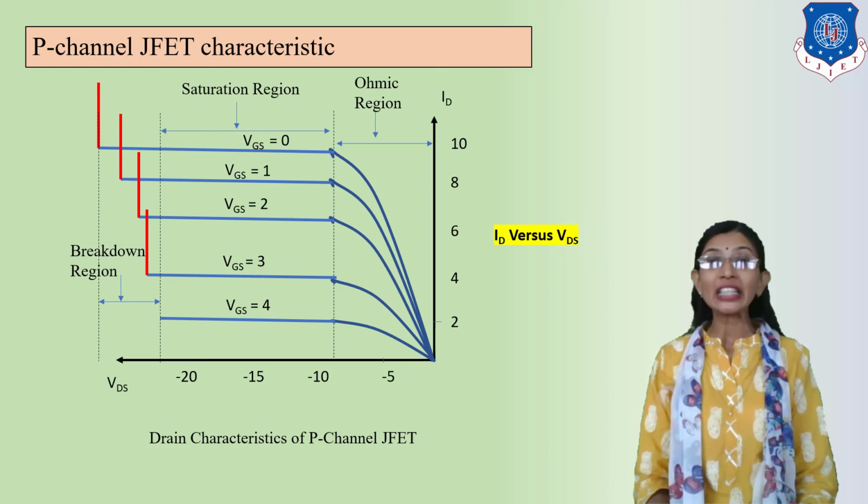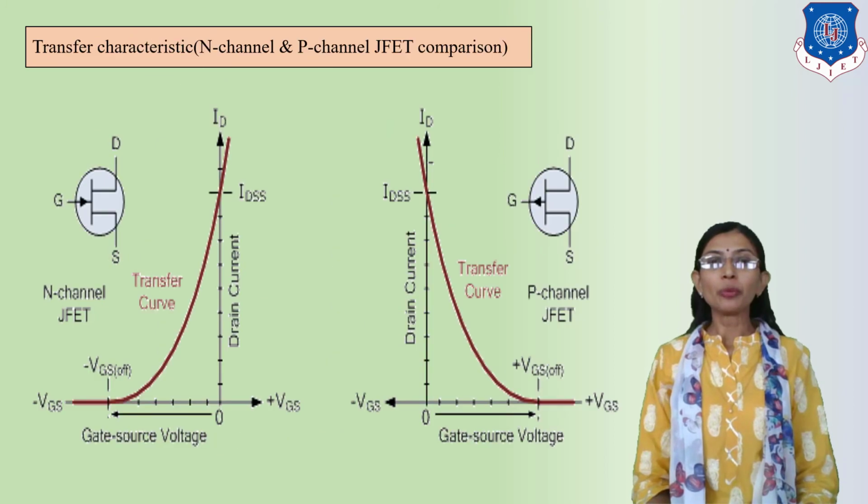And this is the P-channel JFET characteristic, which is exactly the mirror image of the N-channel. Only the difference is that we are connecting the positive VGS, right? So both the transfer characteristic and drain characteristic of P-channel JFET are exactly the mirror image of N-channel JFET. The basic concept and the working will be logically opposite to the N-channel and similar in the characteristic.